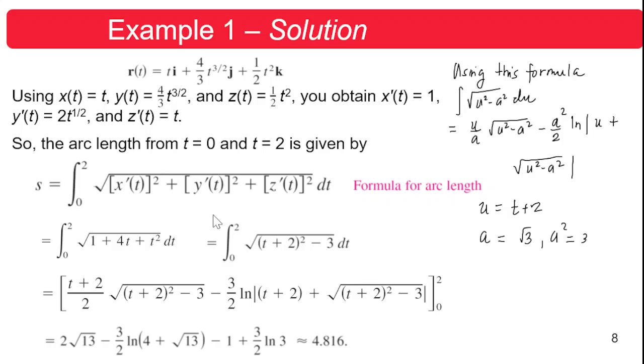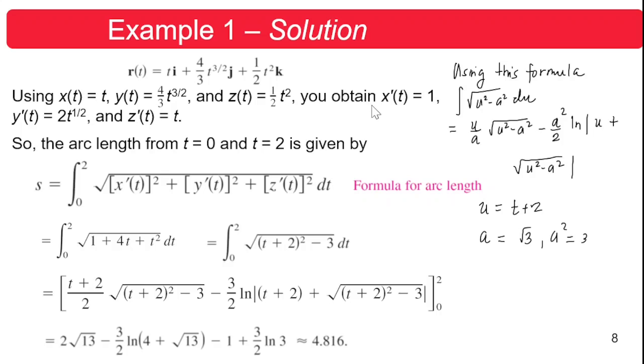So to find the length of an arc, now we need to get the derivative of each component of r of t. From the given curve, x of t is t, the y component y of t is 4 over 3 t raised to 3 halves, and for the z component, z of t is 1/2 t squared. So we have to take the derivative of each of these components.